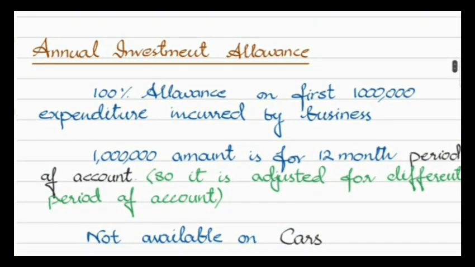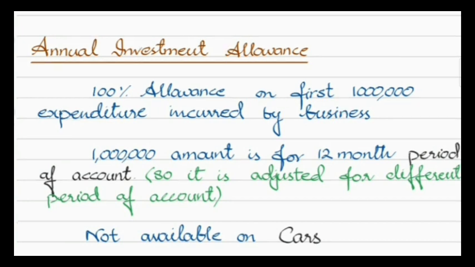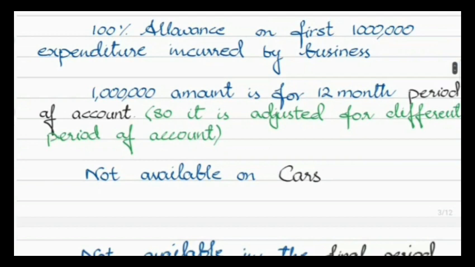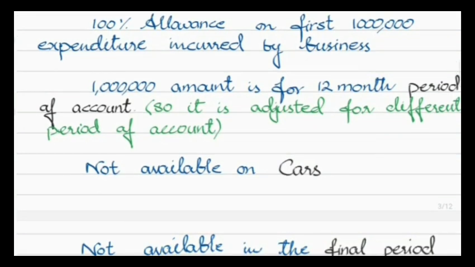So the first type of allowance is known as annual investment allowance. 100% allowance on the first 10 lakh expenditure incurred by the business. Remember, this 10 lakh amount is for a 12-month period of account. So it is adjusted for a different period of account.